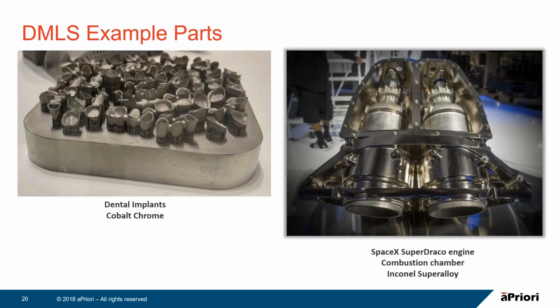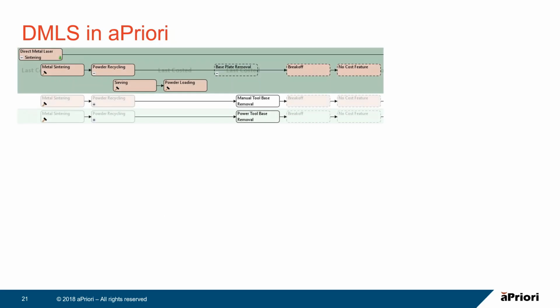So we've got a couple of different example images. The parts on the left are dental implants, bridges and copings, and they're made with a cobalt chrome alloy. And we have some of them in our VPE. And the part on the right is SpaceX's Super Draco engine. It's a combustion chamber which is made of an Inconel super alloy. We've got a couple of them in our VPE as well.